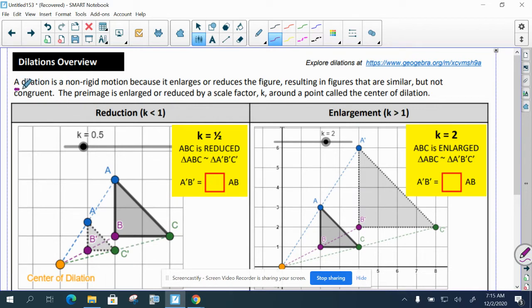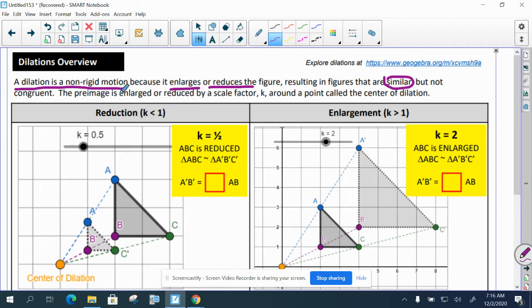So that's really important here. Dilation is a non-rigid motion, where translation, reflection, rotation, those are rigid motions. Because it enlarges or reduces the figure, it results in figures that are similar, but not congruent, unless the scale factor is 1. If the scale factor is 1, then it would be congruent.